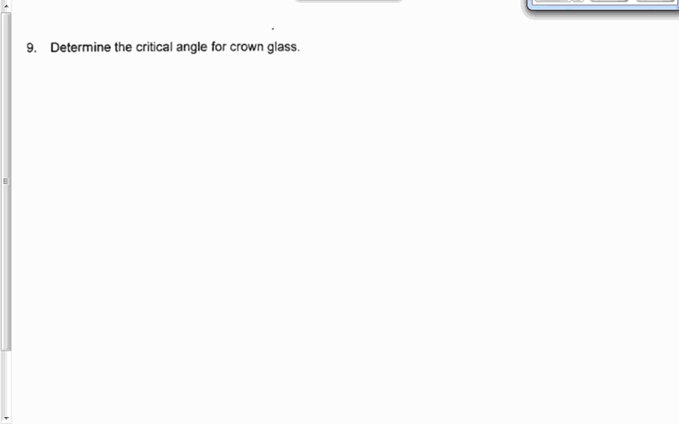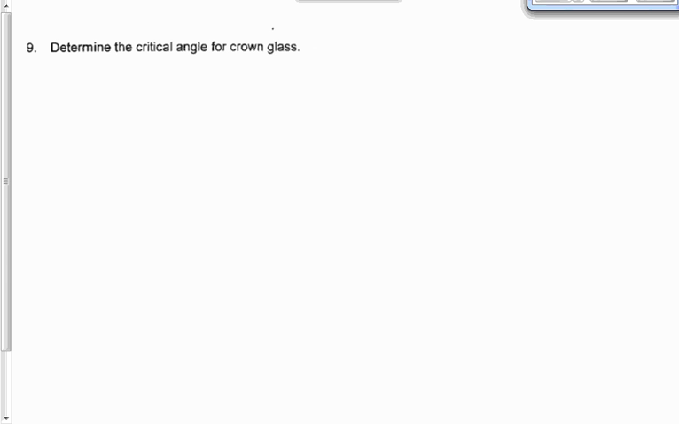I also had a request to do question number 9. Determine the critical angle for crown glass. We're assuming that we're talking about air and crown glass here, right? So which way am I going? From air to crown glass or crown glass to air? Total internal reflection always happens when you're going from which medium to which medium?